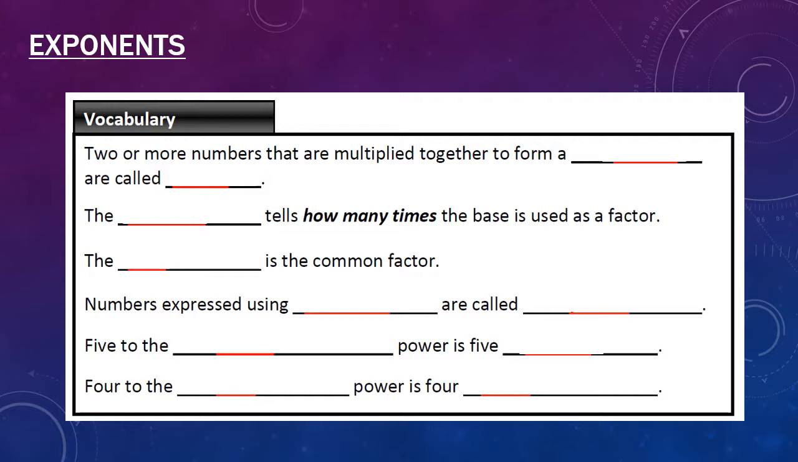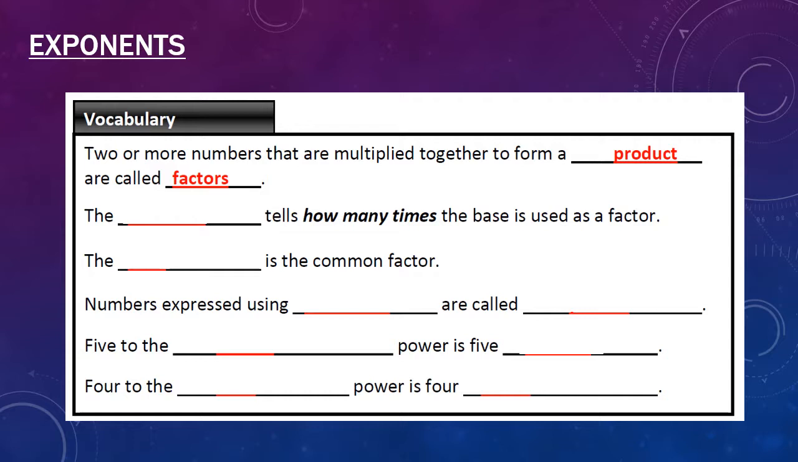So let's get started with some vocabulary at the top of the page. Just a review of some vocabulary from multiplication. When you have 2 or more numbers being multiplied together, they always form what's called a product. That's the answer to a multiplication problem. And the 2 or more numbers that are being multiplied together, those are called factors. And factors, remember, are the numbers that we're multiplying, product is the answer.